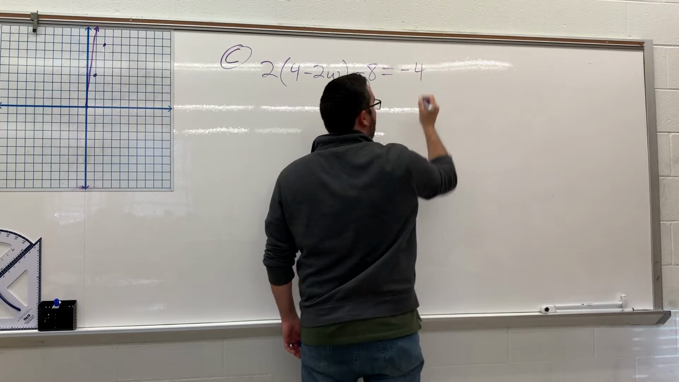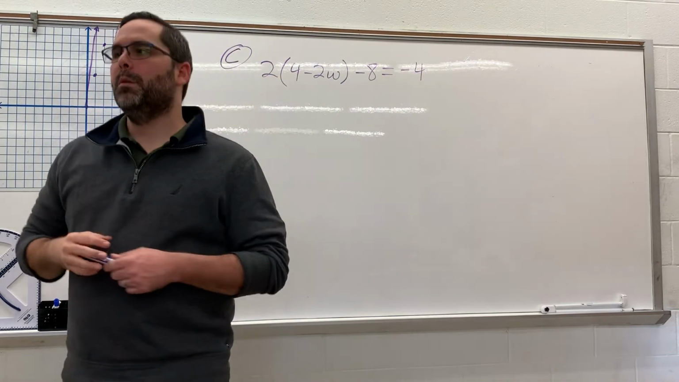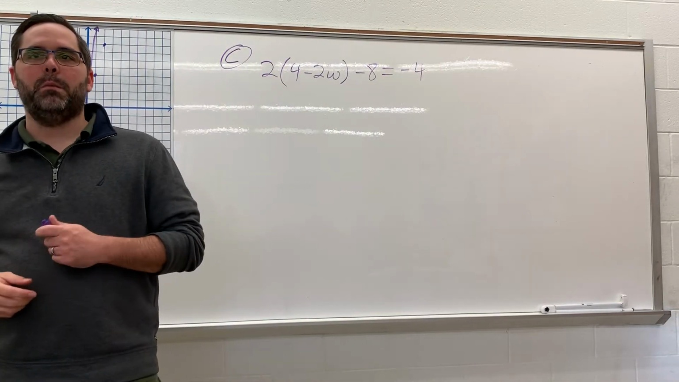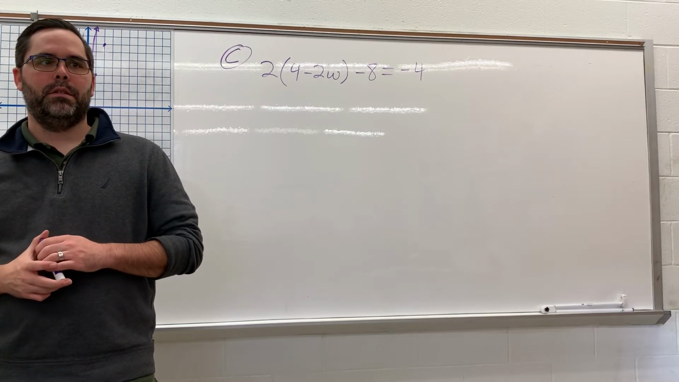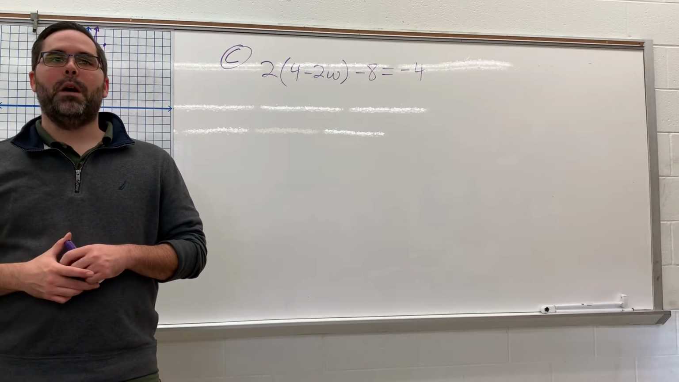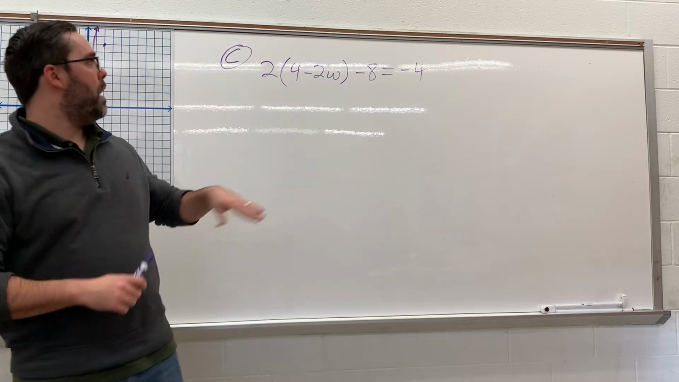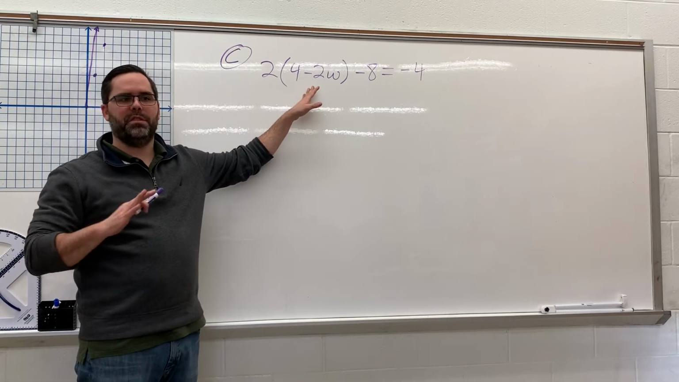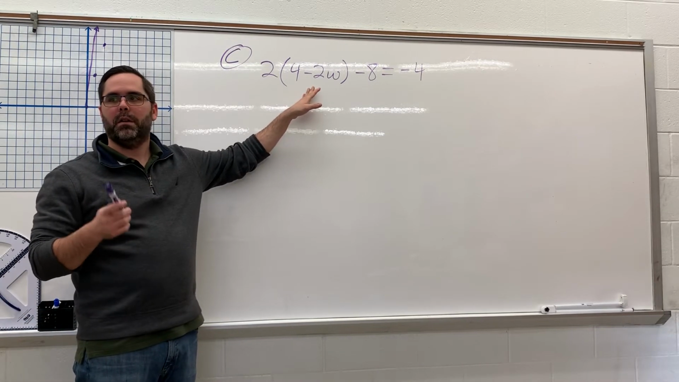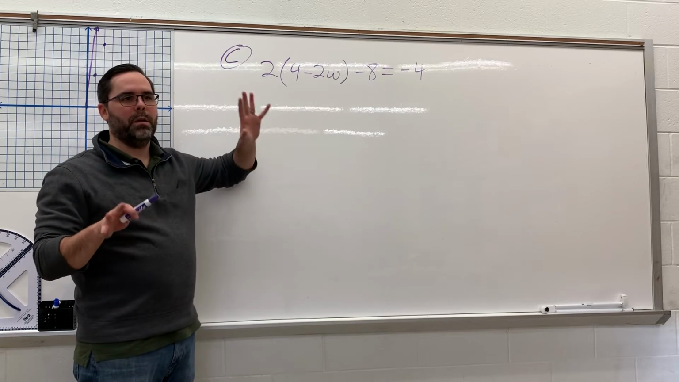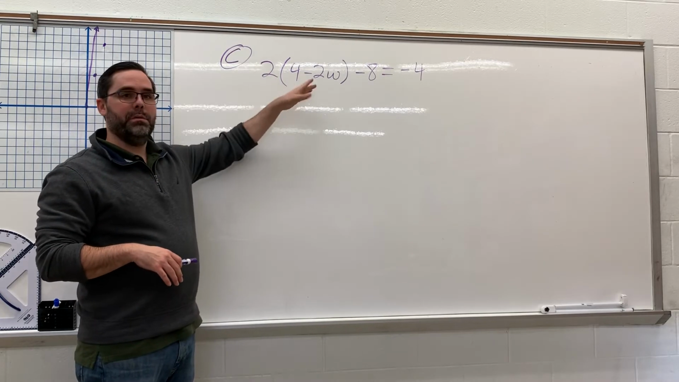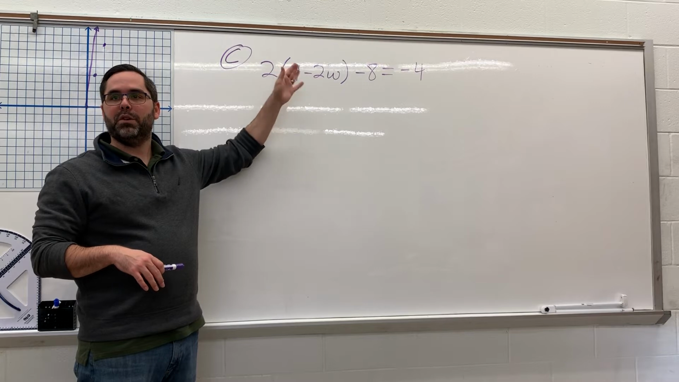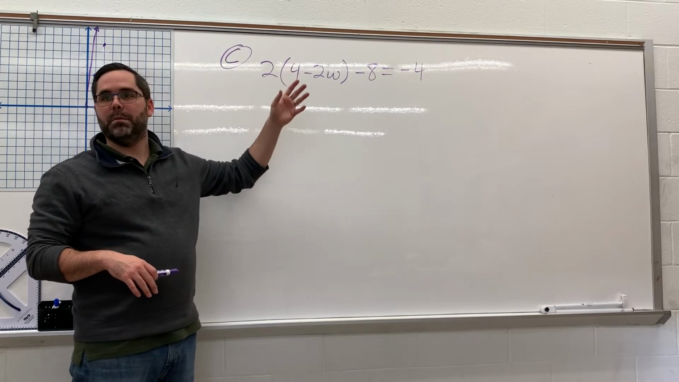Alright. C. Tracy. 2 times parentheses 4 minus 2w minus 8 equals negative 4. Okay. This is a problem where we have parentheses, which indicates what property? Distributive property.